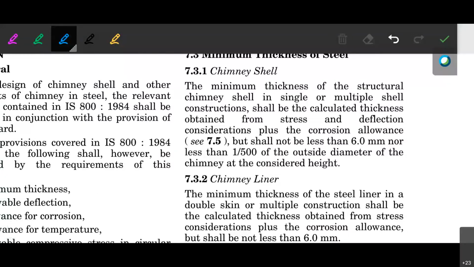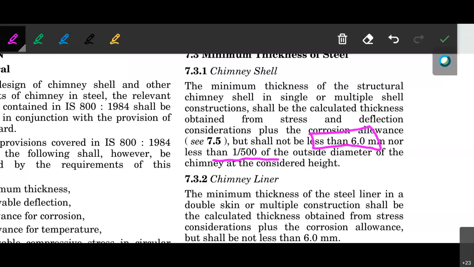Okay, generally at the top level the thickness is minimum. As you move downward the thickness will be higher. You can assume the thickness as 10 mm, 12 mm, or 6 mm. But remember that one point should be there. The minimum thickness of any structural chimney should not be less than 6 mm. The minimum thickness should not be less than 6 mm.